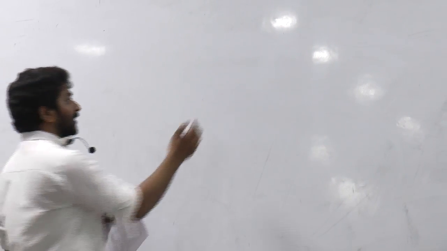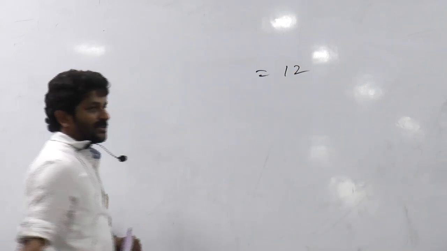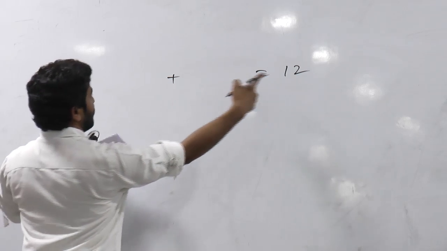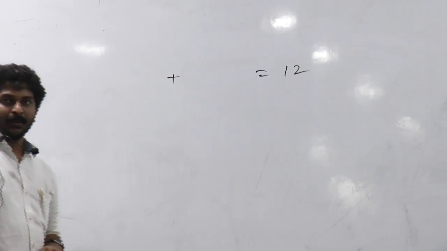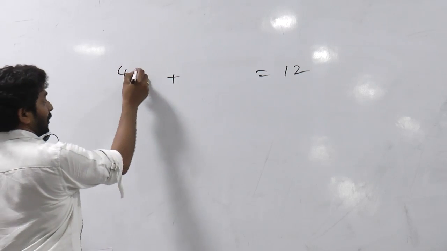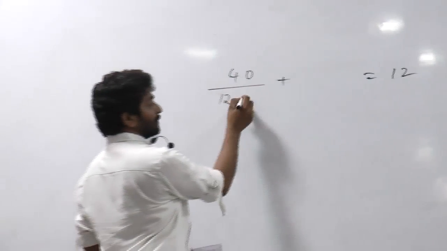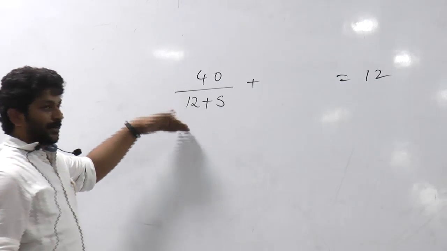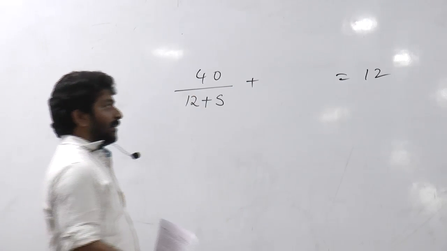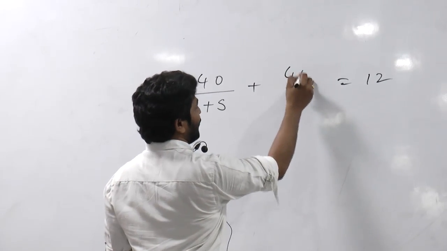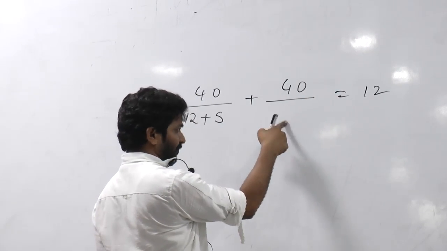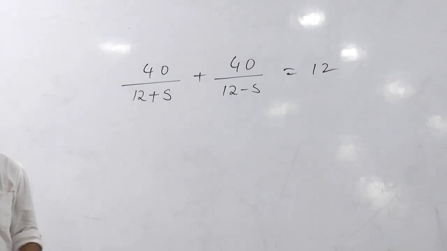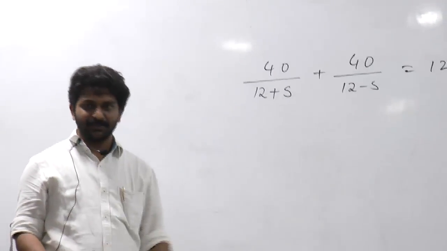And what is the total time taken? 12 hours. So time taken in upstream and time taken in downstream, both should be equal to 12. Distance traveled in downstream, 40. Downstream speed, man speed plus stream speed. So distance by speed, time taken in downstream. So time taken to travel 40 kilometers in upstream is 40 by upstream speed, 12 minus 6. Need to solve this equation and get the value of S, but instead go for substitution.